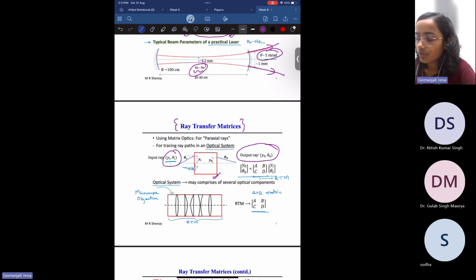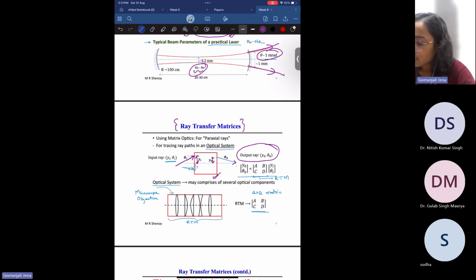Okay. So if we take two parameters for the input, that is yi and theta i. yi means the point of incidence. So for ray one, it is incident at this point here. So what is the distance between the point of incidence and the central axis? This is yi, and theta i is the angle that the ray makes with the horizontal axis. And for ray 2, we'll have y0, which is the height of the ray that is emerging out of this optical system, from the central axis. And theta 0 is the angle that the ray makes with the horizontal axis.